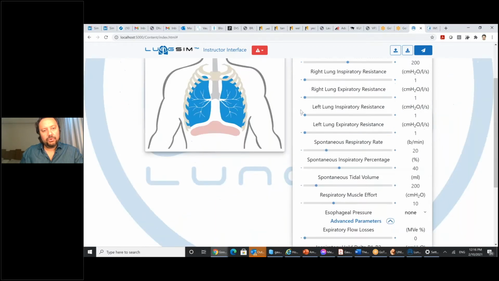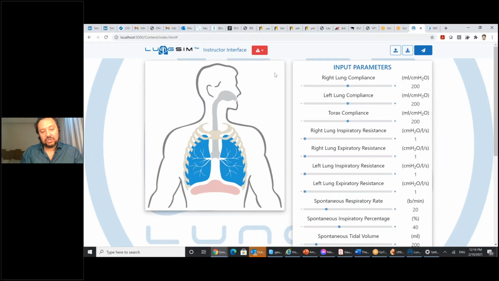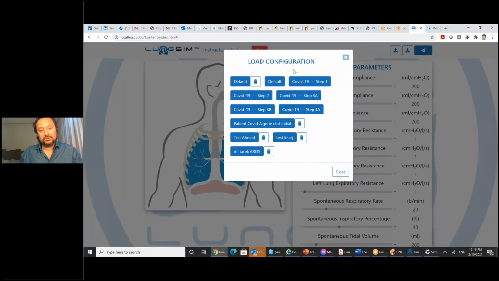So you can go with all these details as an instructor and create a case. You can either send it immediately or save this as a palette, a scenario, so you can keep it to use several times later on, and you can load those scenarios later. So look, I've created previously so many scenarios.